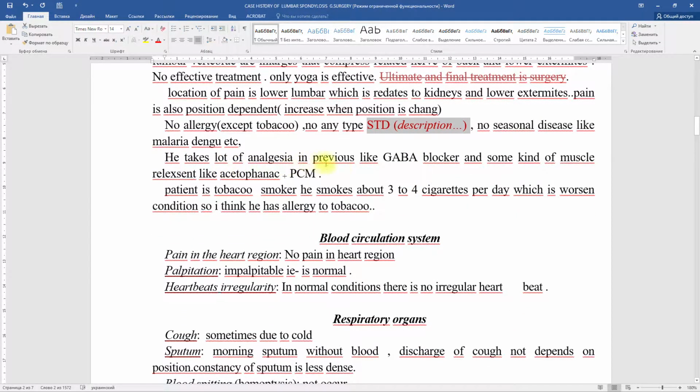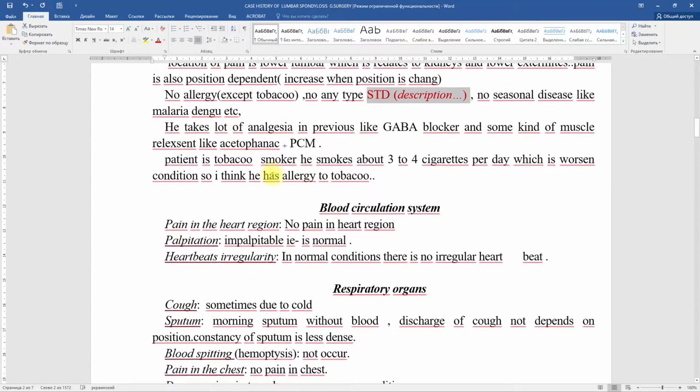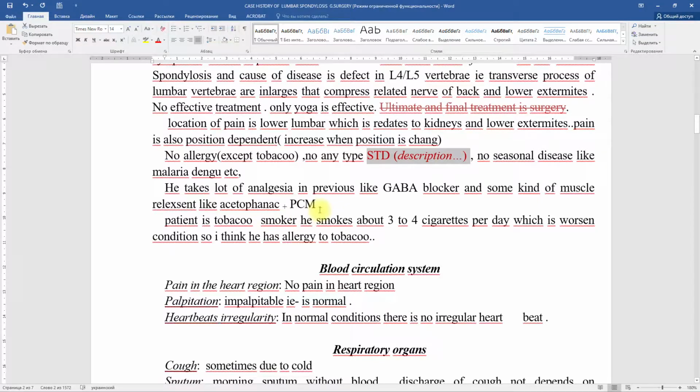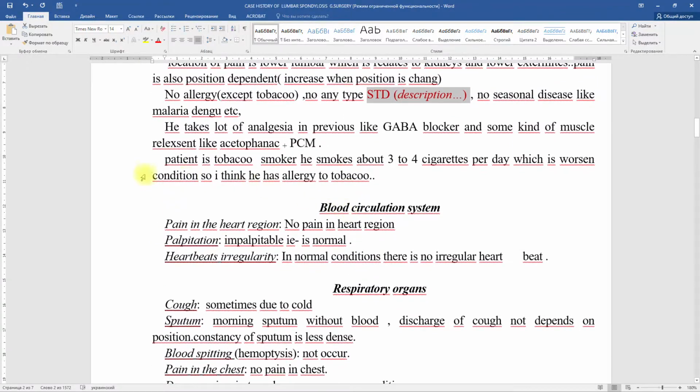He takes a lot of analgesia, relaxants. Yes, this refers to the anamnestic part of the disease. The patient tells you that pain can be relieved for some short period of time by some drugs. You gather the information about those drugs in this part.